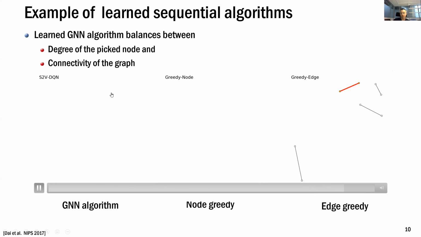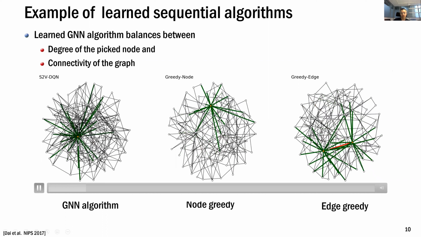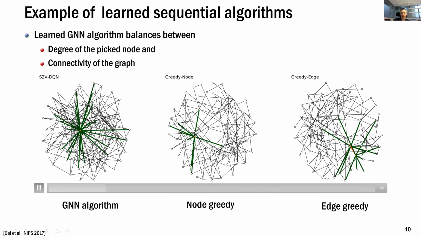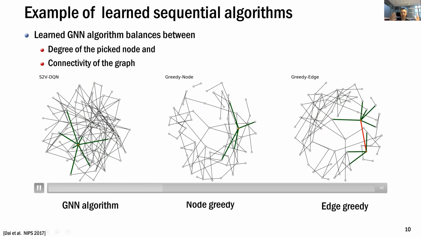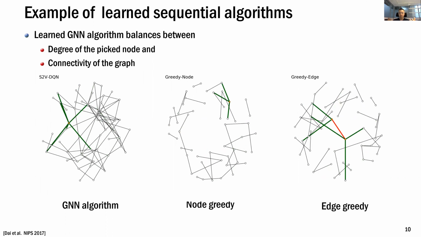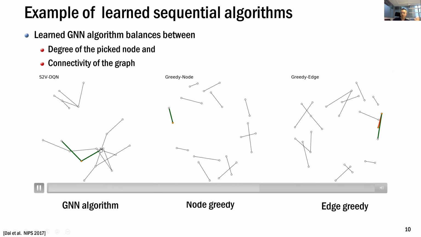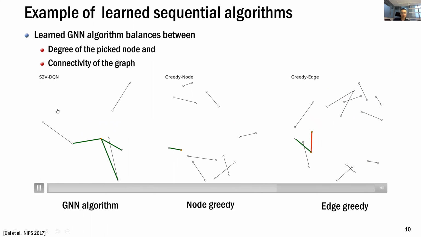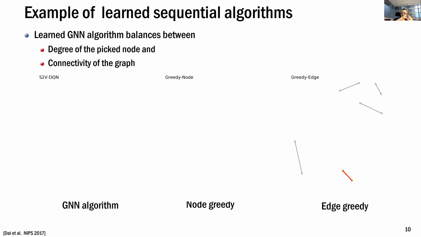But this graph neural net based approach is able to select nodes which balance a bit between the degree of the node. The node selected is relatively high degree, but it has been picked in a way that makes sure the graph is still connected. It's not going to fragment the graph into small components. That allows the algorithm to reserve the potential to select nodes which are able to remove lots of edges, even near the end of the running of the algorithm. So you're learning some kind of new algorithm which balances between node greedy and the connectivity of the graph.